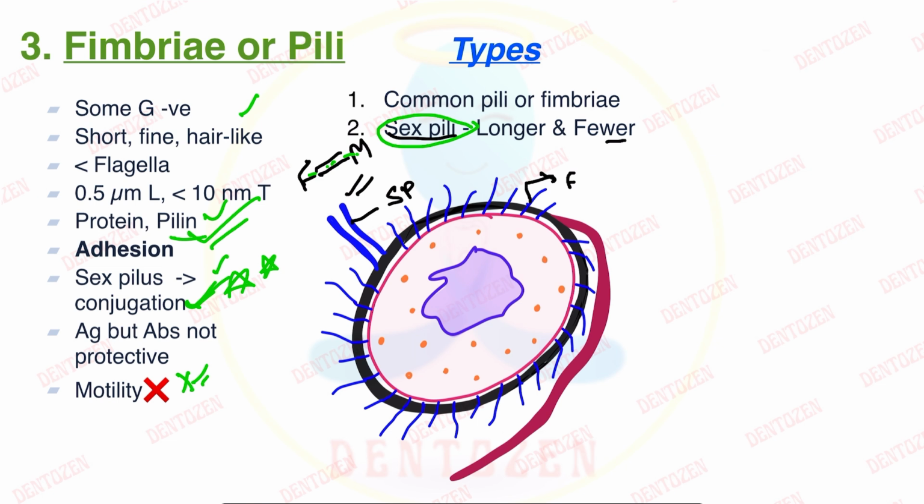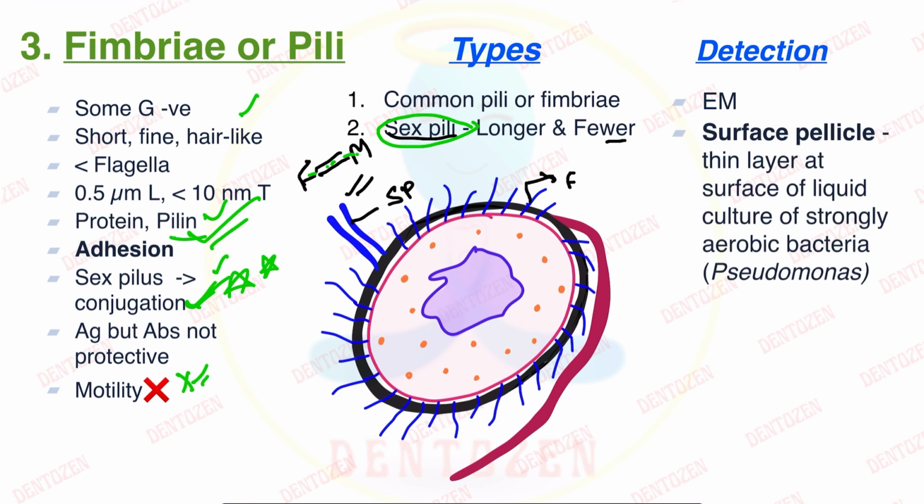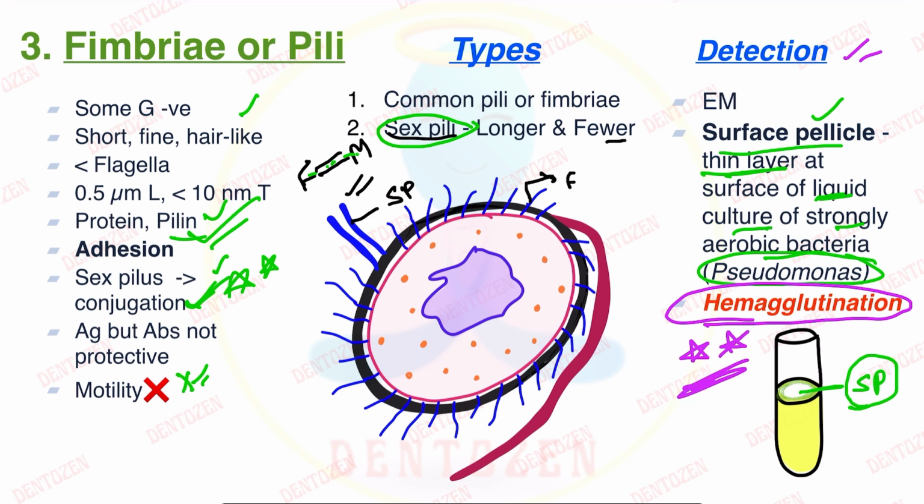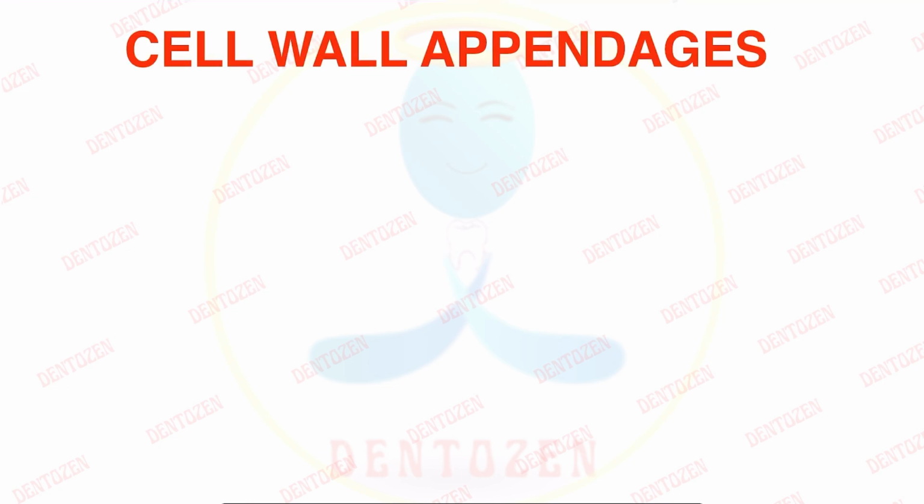They can be seen with the electron microscope, and they can form a surface pellicle, that means a thin layer over the liquid culture of strongly aerobic bacteria. For example, in Pseudomonas, like this. You can see this layer, this is called surface pellicle, which may be formed due to the presence of Fimbriae. Another simple method by which we can detect Fimbriae is hemagglutination, and that can be very important for an entrance question. The method by which we can detect Fimbriae or pili is the hemagglutination method. Don't forget that.